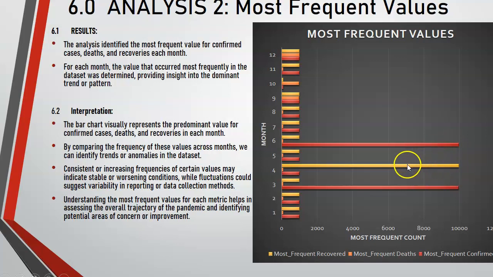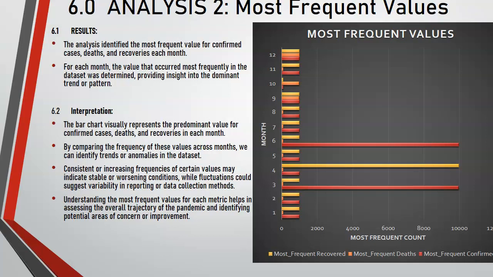Here we have the most frequent confirmed, here we have the most frequent recovered, and here we have the most frequent deaths. For each month, the value that occurred most frequently in the data set was determined, providing insight into the dominant trend or pattern. How do we interpret these charts?